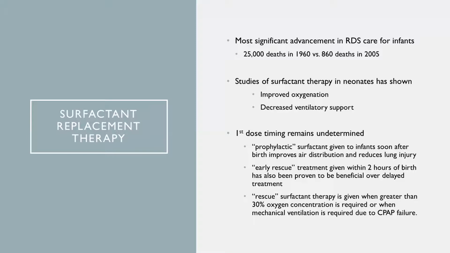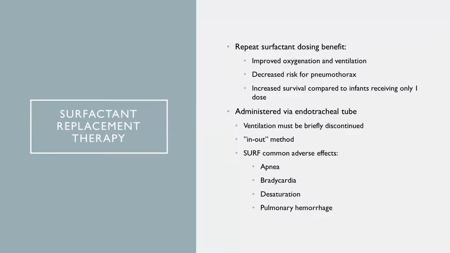Prophylactic surfactant given to infants soon after birth improves air distribution and reduces lung injury. Early rescue treatment given within 2 hours of birth has also been proven to be beneficial over delayed treatment. Our common rescue surfactant therapy is given when greater than 30% oxygen concentration is required or when mechanical ventilation is required due to CPAP failure. Repeat surfactant dosing can give us improved oxygenation and ventilation, decreased risk for pneumothorax, and increased survival compared to infants receiving only one dose.